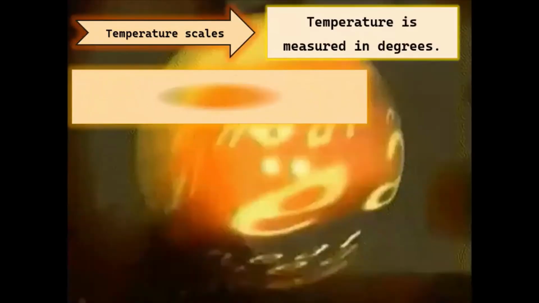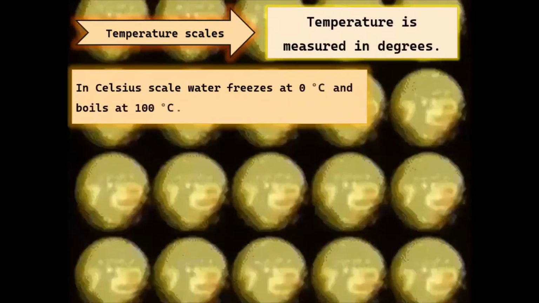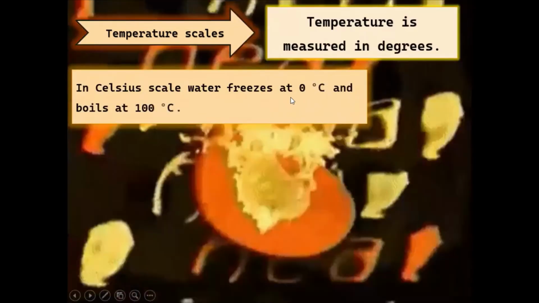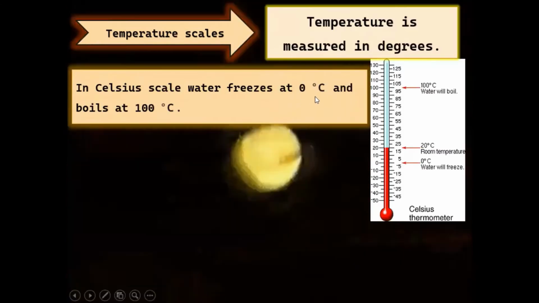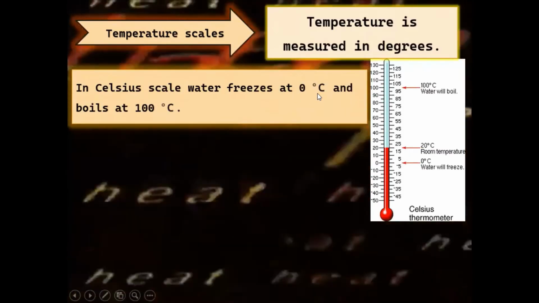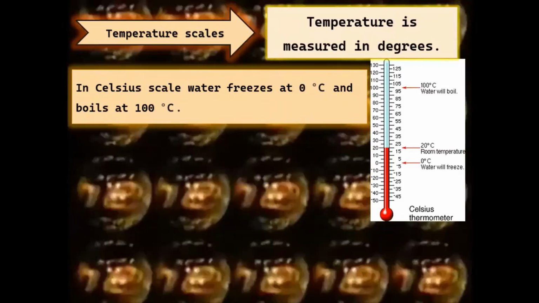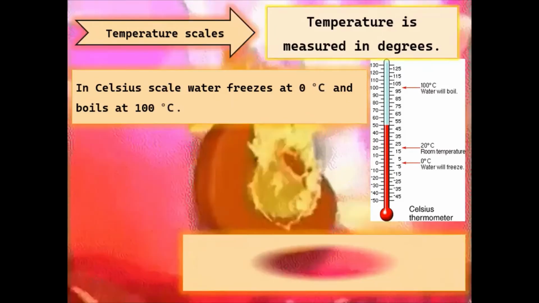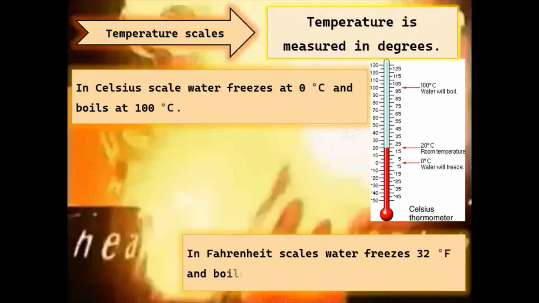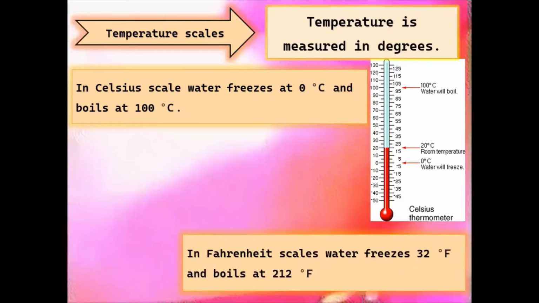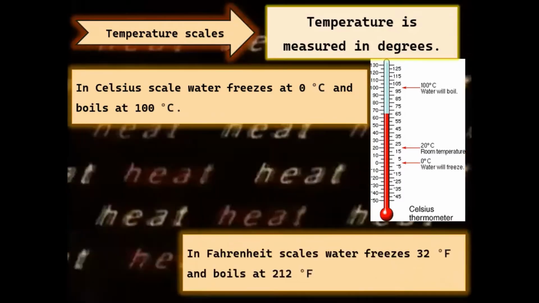Students, we learned about two scales. The first is the Celsius scale. The freezing point of water in the Celsius scale is 0 and the boiling point is 100 degrees Celsius. And in Fahrenheit, the freezing point of water is 32 degrees Fahrenheit and the boiling point is 212.